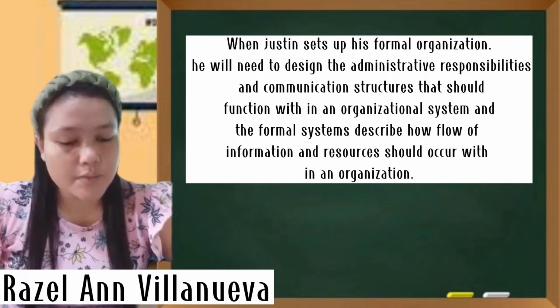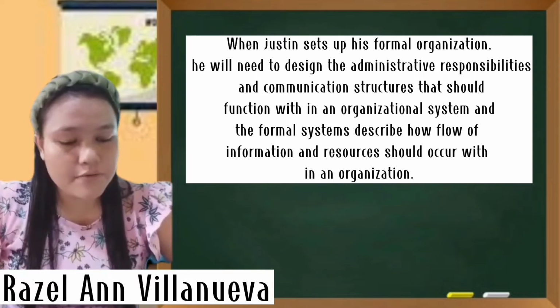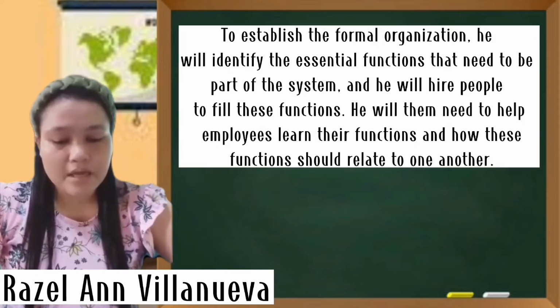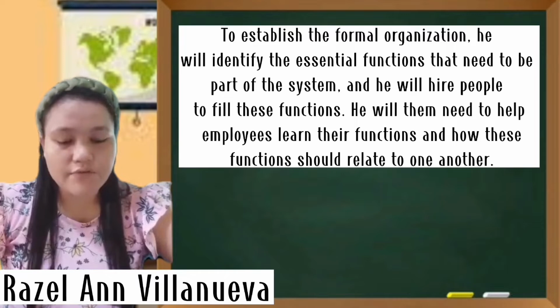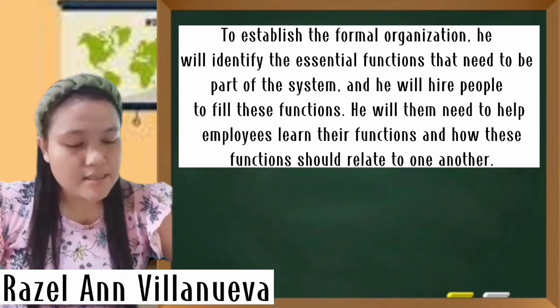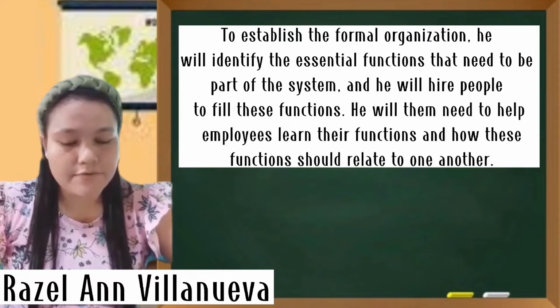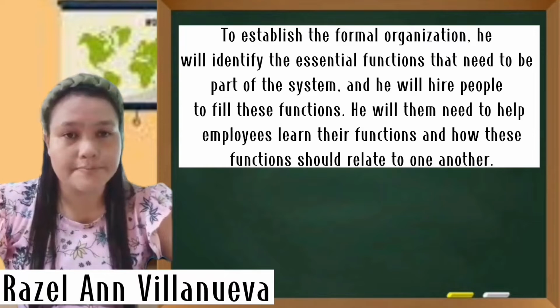When Justin sets up his formal organization, he will need to design the administrative responsibilities and communication structures that should function within an organizational system. And the formal systems describe how the flow of information and resources should occur in an organization. To establish the formal organization, he will identify the essential functions that need to be part of the system, and he will hire people to fill these functions. He will then need to help employees learn their functions and how these functions should be related to one another.